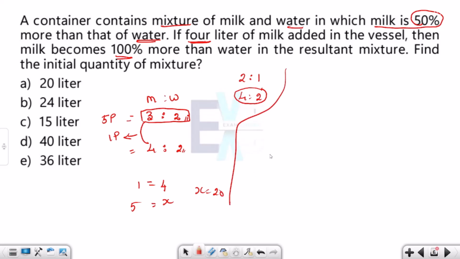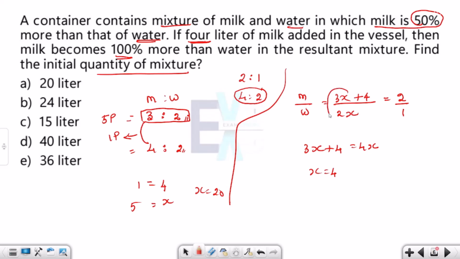Otherwise, if you want to solve based on equation, milk and water ratio is 3x by 2x, and now 4 liter of milk is added. Because of this, the new ratio is 2 is to 1. Again, if we cross multiply, 3x plus 4 is equal to 4x. So from this we'll be getting the value of x is equal to 4. And what we need to find? The initial quantity of the mixture. So what is the initial quantity? 3x and 2x, that is 5x, which is 20 liters. So the answer will be 20 liters.